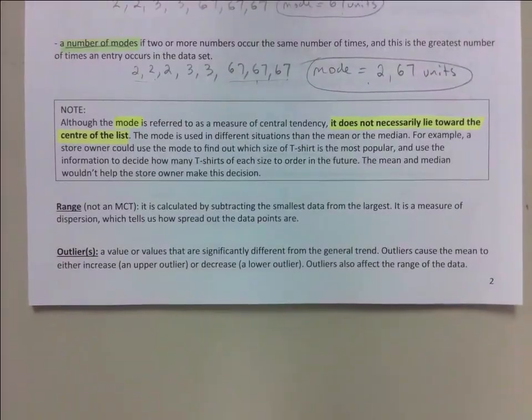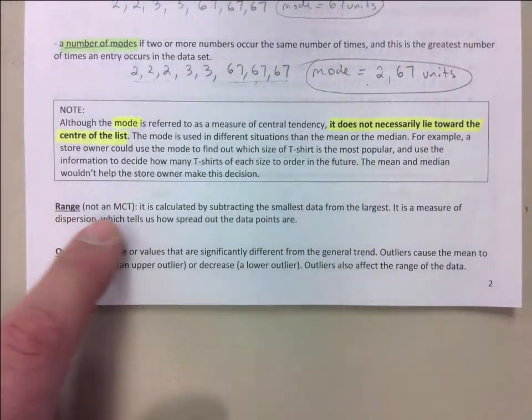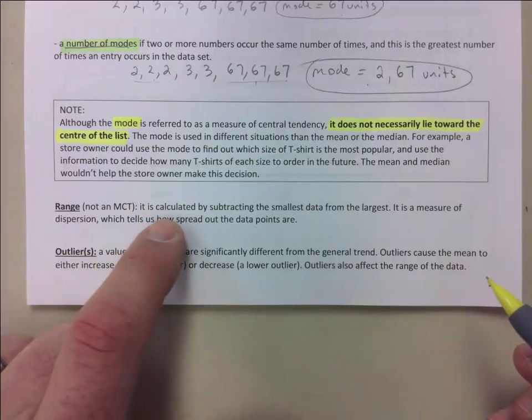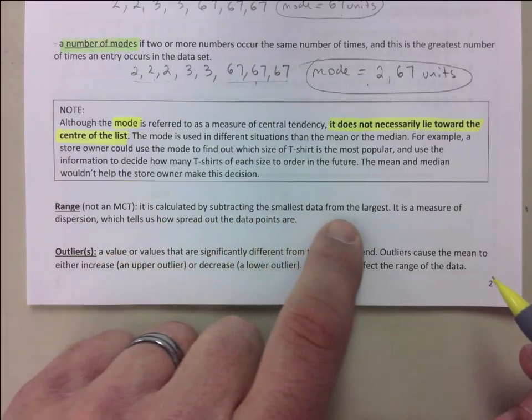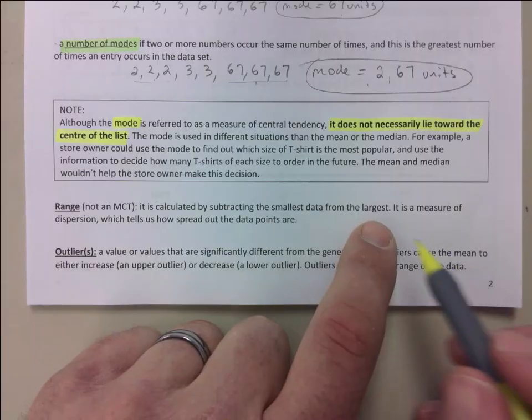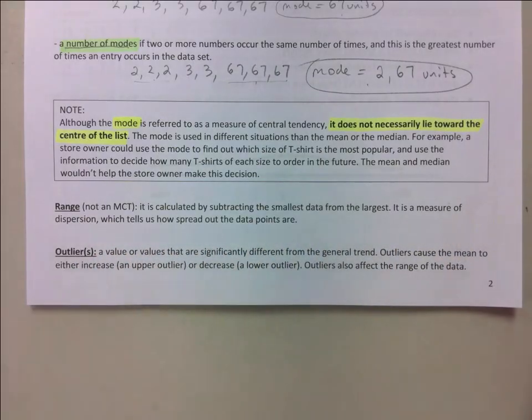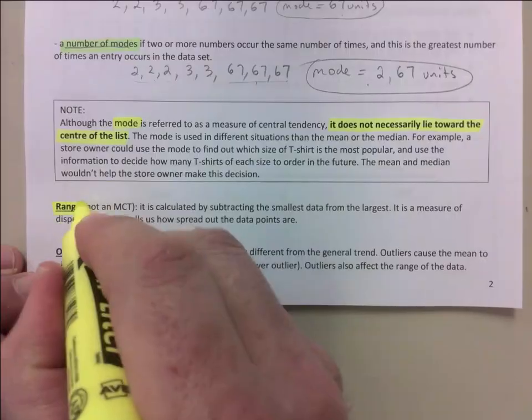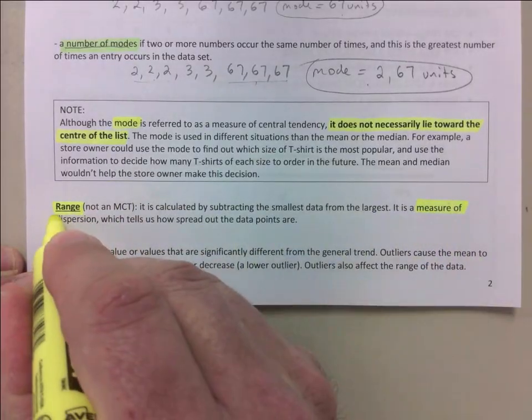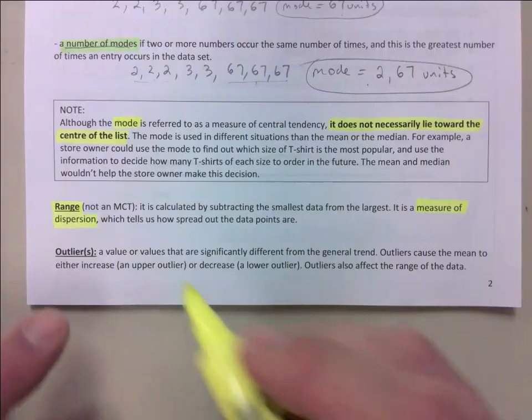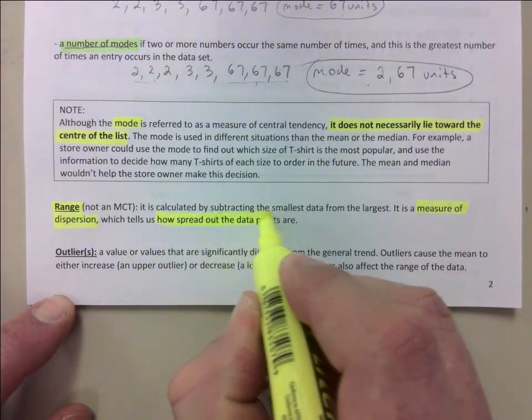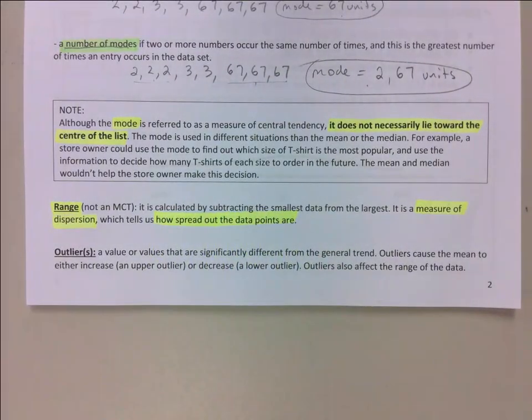Next, range. Range is not an MCT. It is calculated by subtracting the smallest from the largest. Okay. It is the measure of dispersion. So I'm going to highlight range. It is the measure of dispersion. How spread out is it? Tells us how spread out data points are.